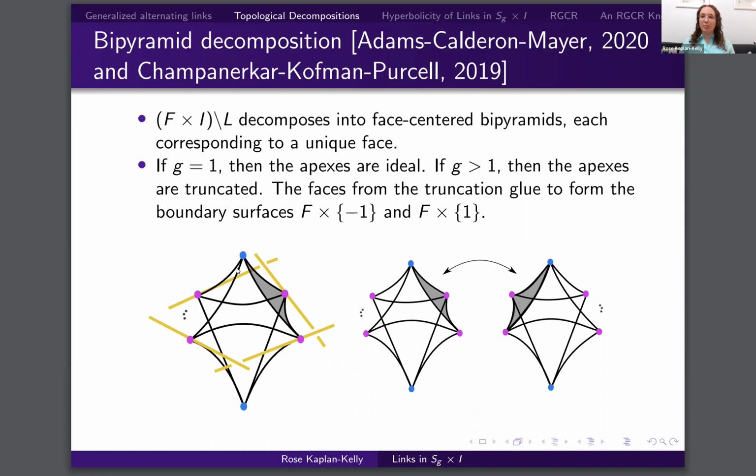To recover the full complement from all of these bipyramids, we glue together the neighboring bipyramids. So that will also mean that all of these truncation faces have been glued together along their edges. When we glue those together, that'll form the two boundary surfaces, so this F cross -1 and F cross 1.